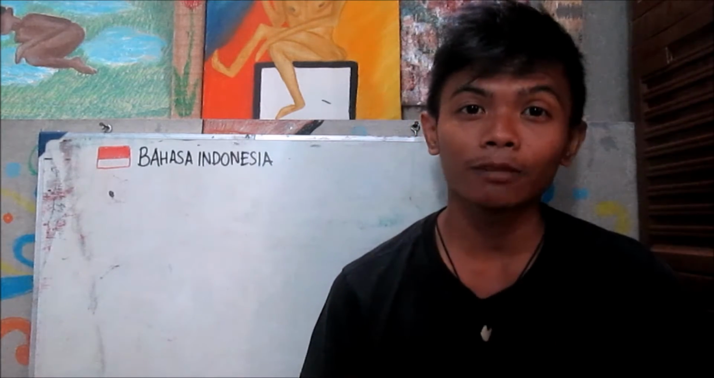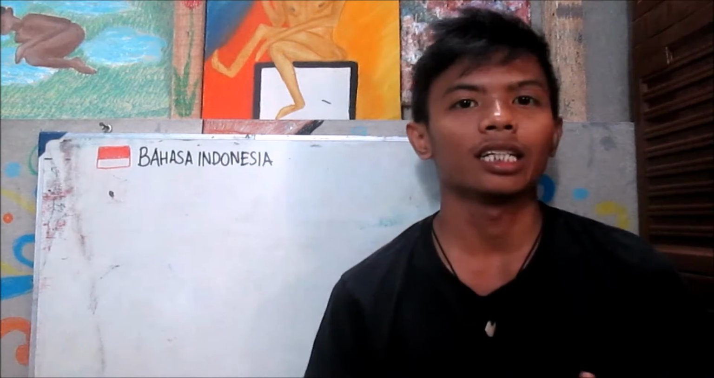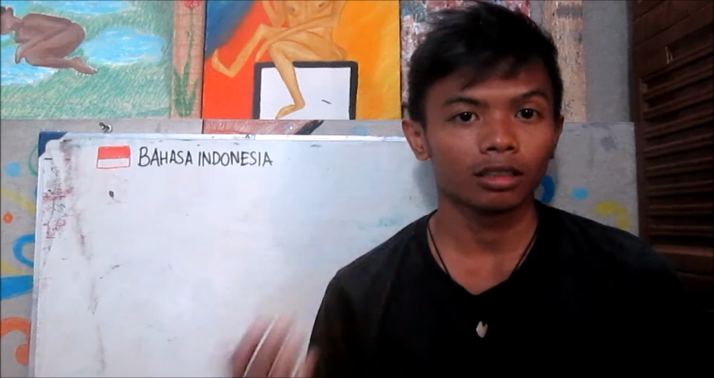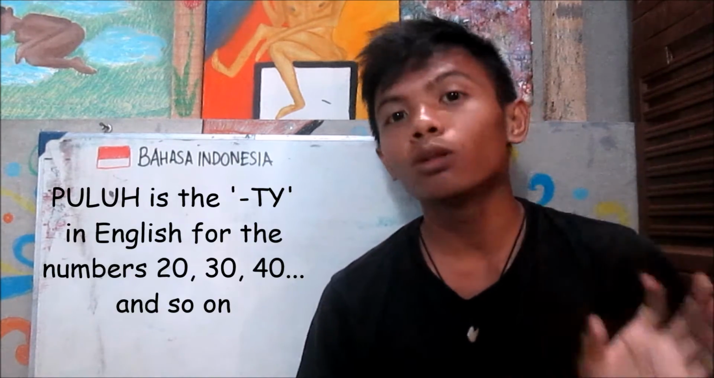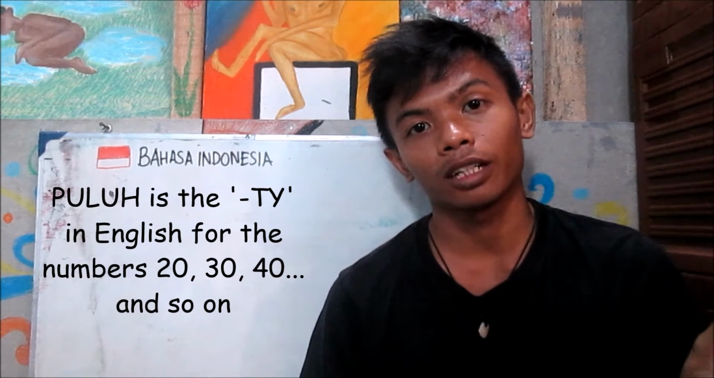So for 20 we say dua puluh. Dua is 2 and then puluh is like 10. So it's like 2 tens means 20. So you can go on to 30, 40, 50 and then 60, 70 and so on, just by adding the word puluh next to the number that you want to say.